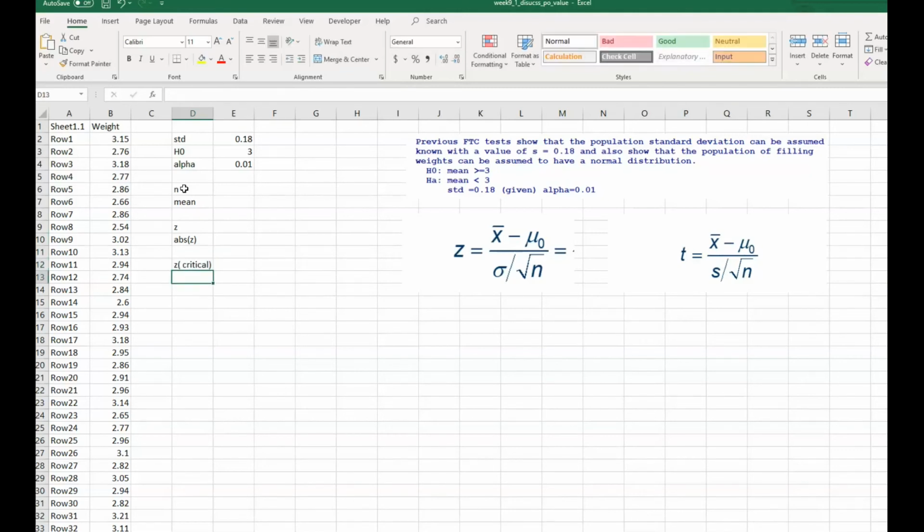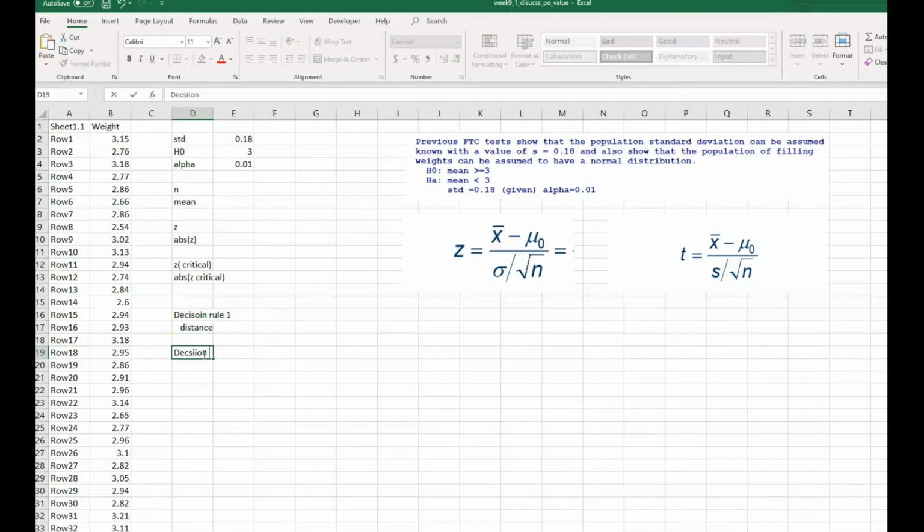We calculate the critical value and use the absolute Z critical. And then we use a decision rule. Okay, decision rule number 1 is distance. So with distance, we calculate the Z value and compare the calculated Z value with the critical value. If it's less than the critical value, we accept. Otherwise, we reject. Okay, this is decision rule number 1.